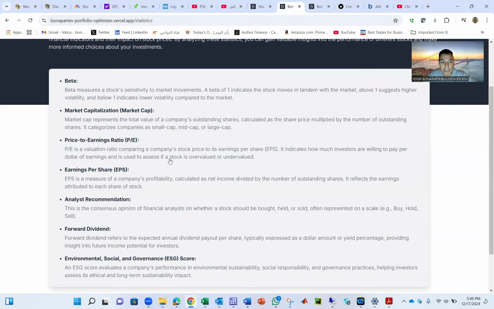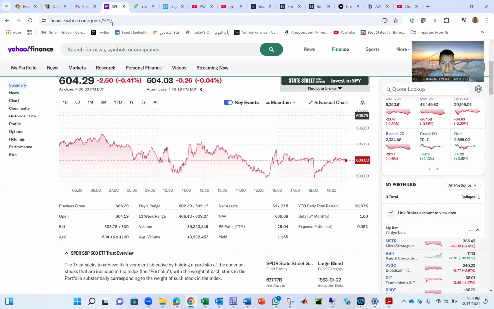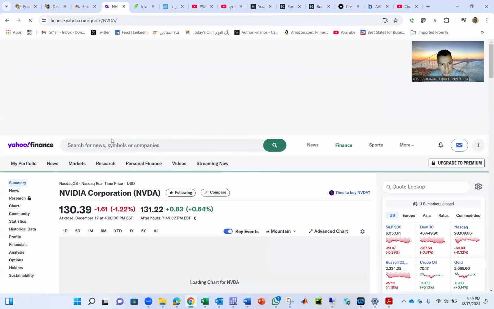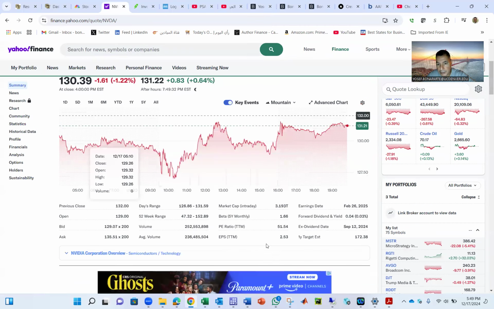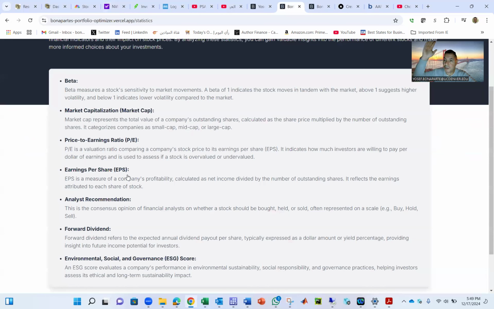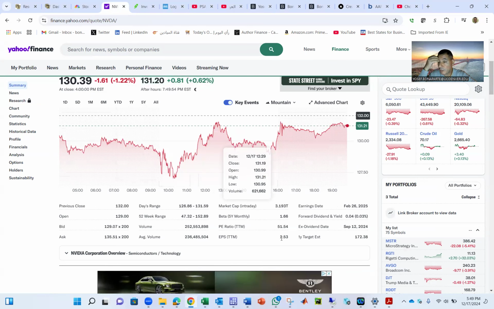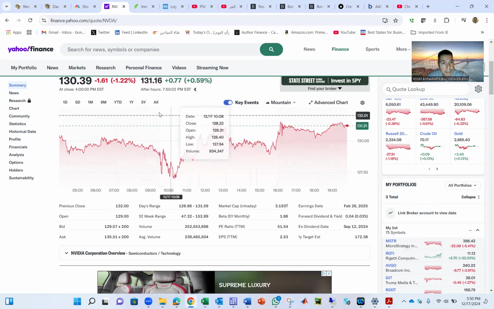Price to earnings ratio, for example for NVIDIA. The price of NVIDIA is $130. The PE ratio is 51. That means you divide 130 by EPS, and you get 51. EPS is earnings per share. Some people like a high PE ratio, some people low. Earnings per share is how much you earn per share. Suppose you have $100 in earnings and 50 shares, so 100 divided by 50 is $2. In this case, it's 2.5 for NVIDIA. If you divide the price by this, you get the PE ratio.